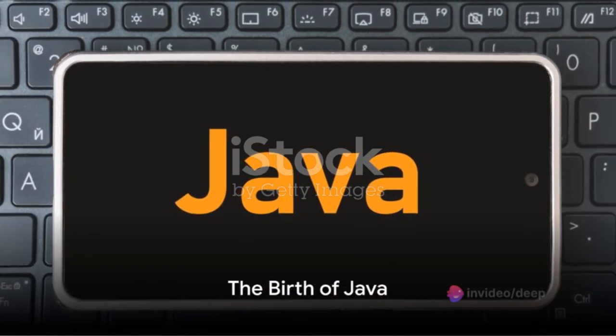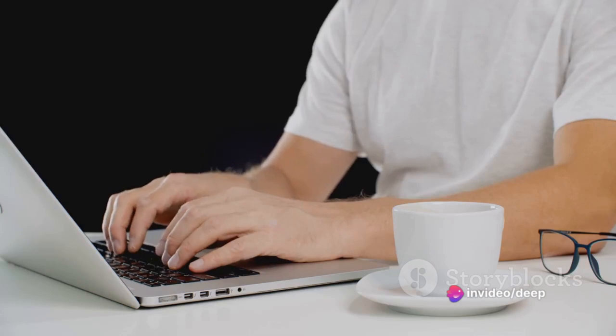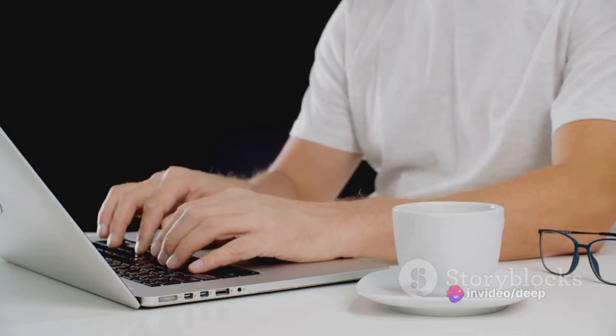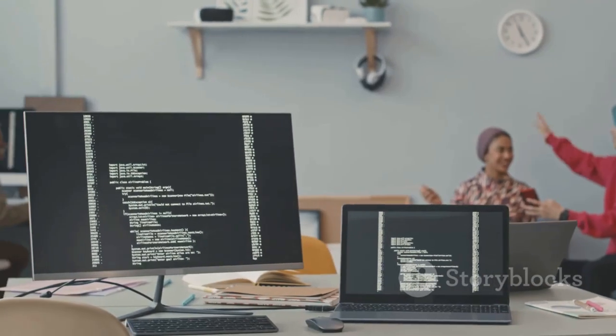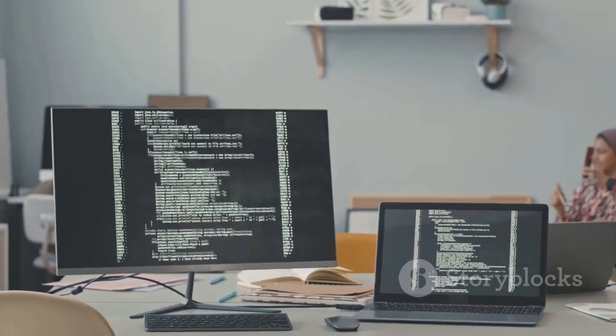Picture this. The year is 1991, and a brilliant mind named James Gosling embarks on a new language project for his innovative set-top box projects. Little did he know that this initiative would transform the world of programming as we know it today.